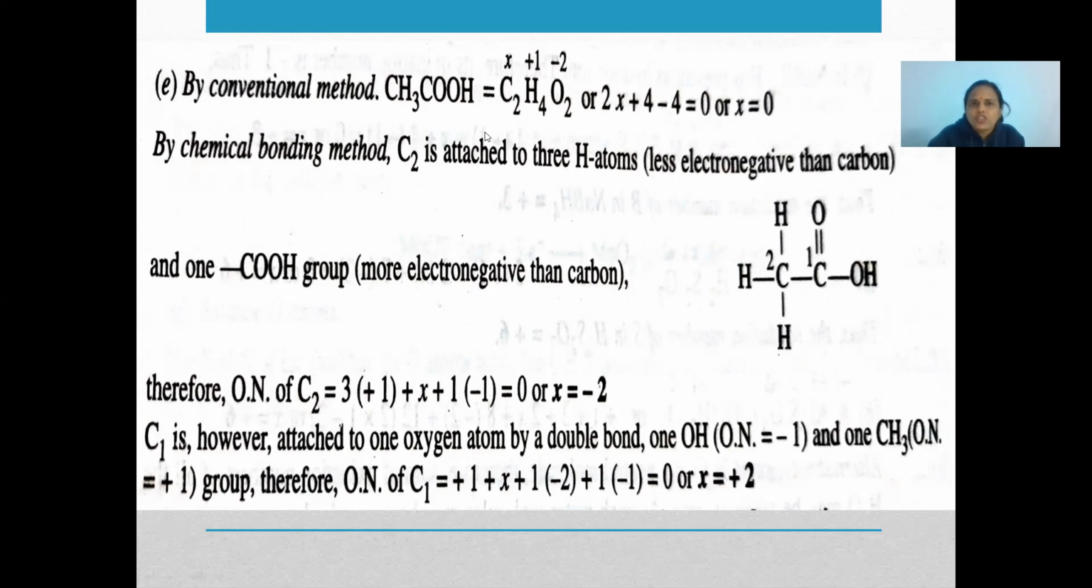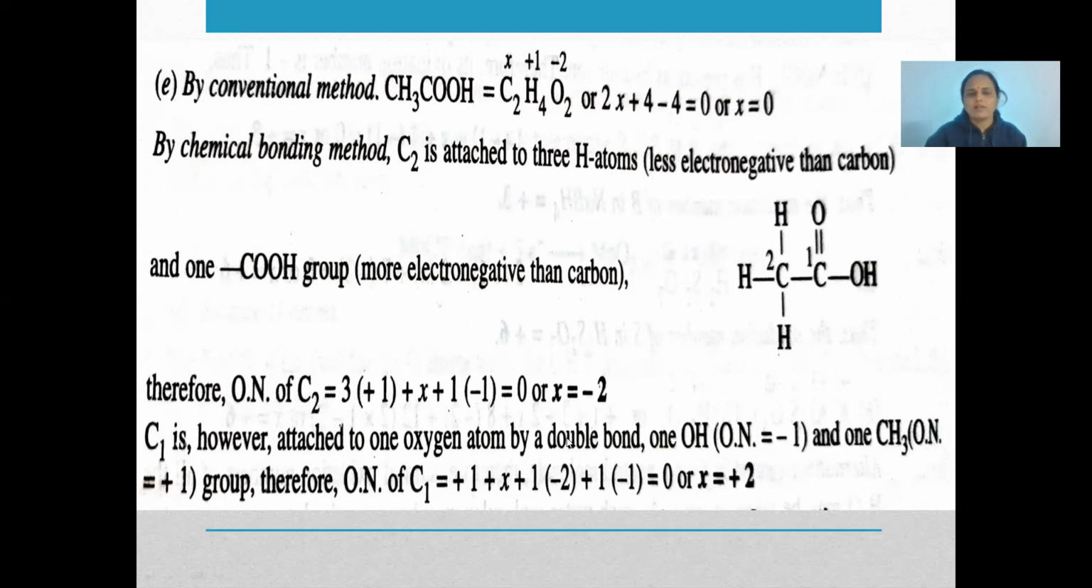Then in CH3COOH, you need to calculate the oxidation number of each carbon atom. When it is written in molecular formula C2H4O2, carbon here comes out to be 0, the oxidation number. But by the chemical bonding method, C2 is attached to 3 hydrogen atoms, which are less electronegative than carbon, and one COOH group. Therefore, the oxidation number of C2 equals 3 plus 1 plus x plus 1 into -1, and the value of x comes out here to be -2.